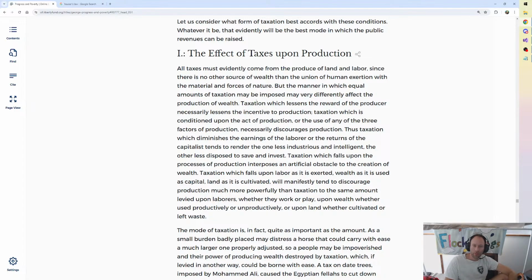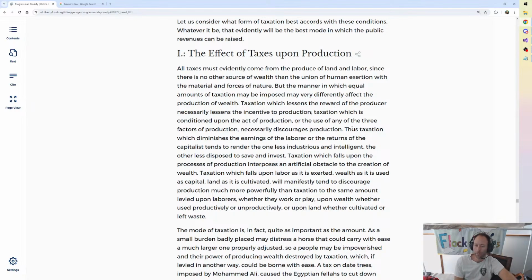Taxation which lessens the reward of the producer necessarily lessens the incentive to production. Taxation which is conditioned upon the act of production or the use of any of the three factors of production necessarily discourages production. Thus, taxation which diminishes the earnings of the laborer or the returns of the capitalist tends to render the one less industrious and intelligent, the other less disposed to save and invest. Taxation which falls upon the processes of production interposes an artificial obstacle to the creation of wealth.